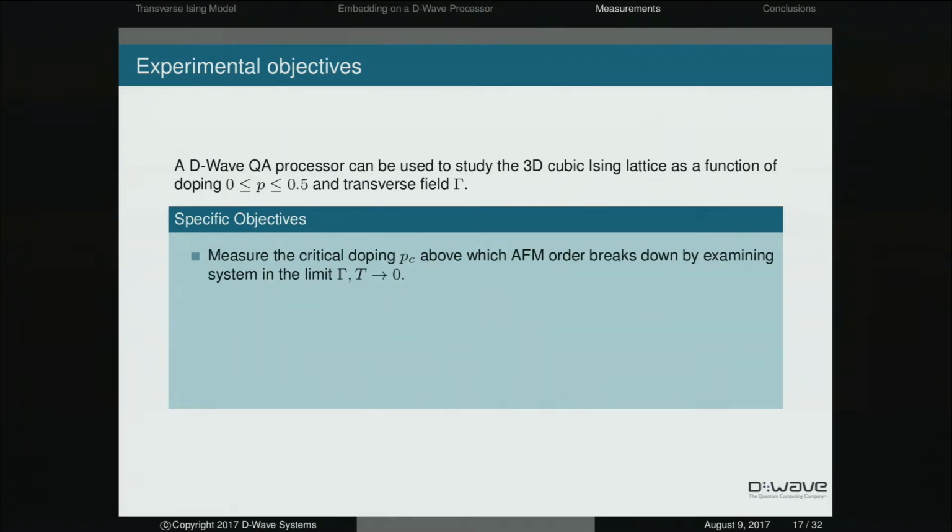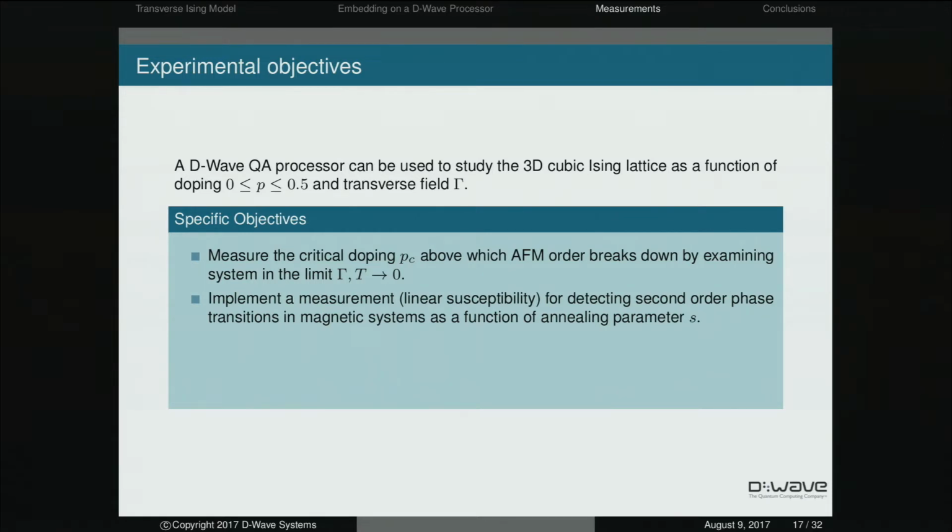The first thing we should be able to do is measure that critical doping that I showed you earlier, so that pc equals 0.222. That's just a classical problem. All I need to do is run my quantum annealing algorithm right to the end. I'm going to study an ensemble of instances as a function of doping p, and look for some sort of critical behavior and pick out where that occurs.